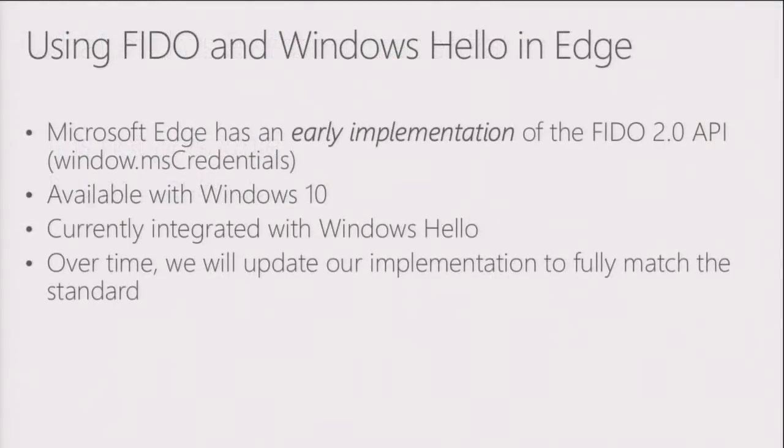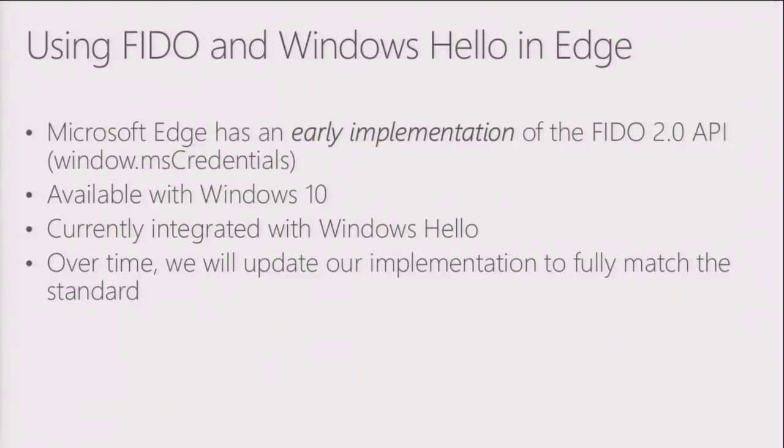So when we have Microsoft Hello and Edge and this FIDO API, what we've implemented, and we implemented it starting with Windows 10, it was an early version. This was before the FIDO Alliance even submitted this document to the W3C. And we implemented it, one, to get familiar with it, and two, to just be able to provide real feedback to the working group.